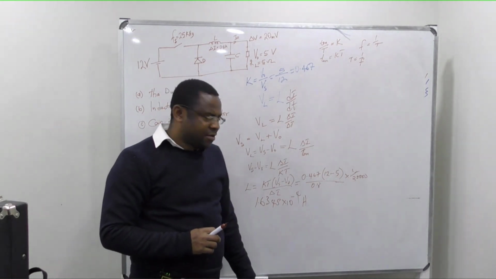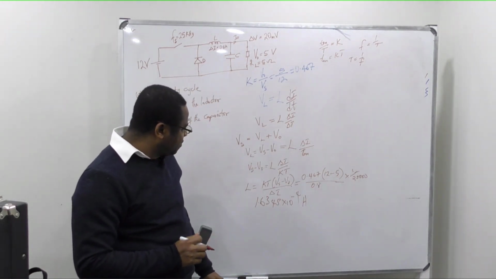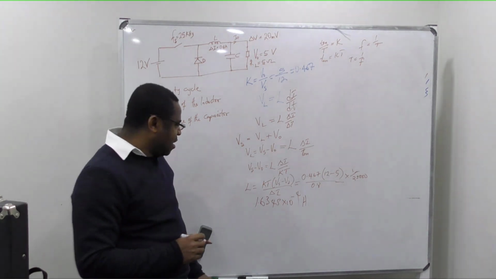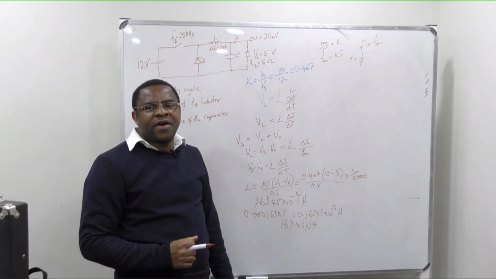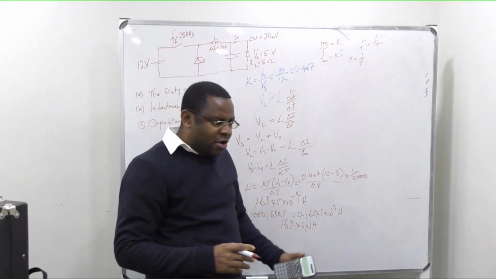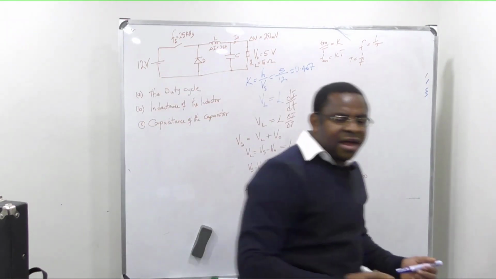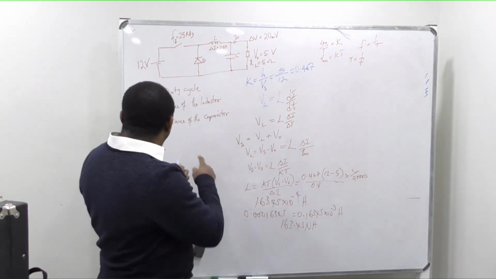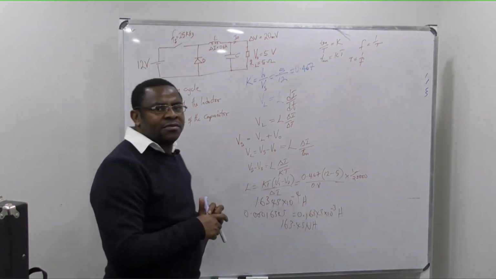All right, so 1.6345, okay, which is 163.45 microhenry. All right, so now that's all about that. Then the next question is to calculate the capacitance of the capacitor.